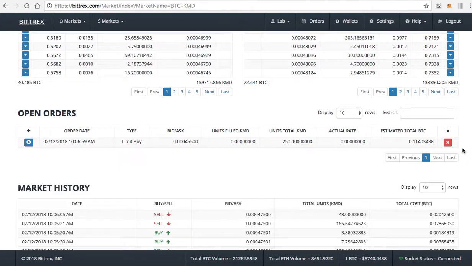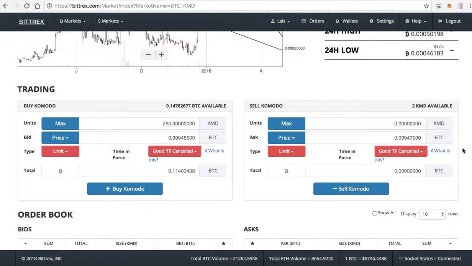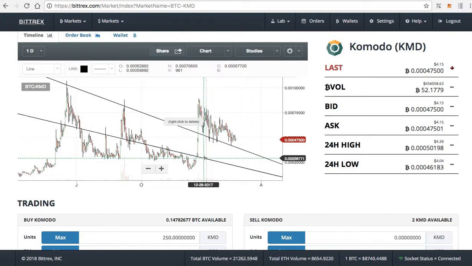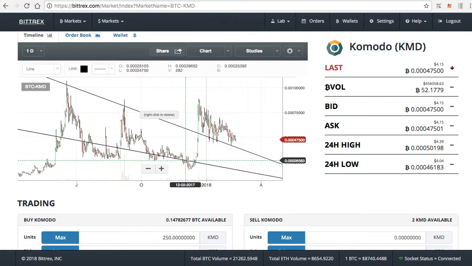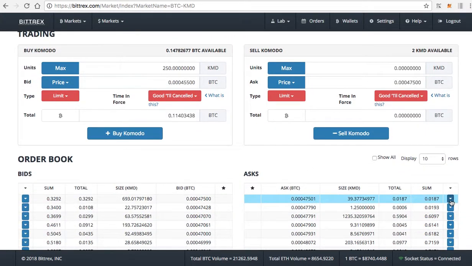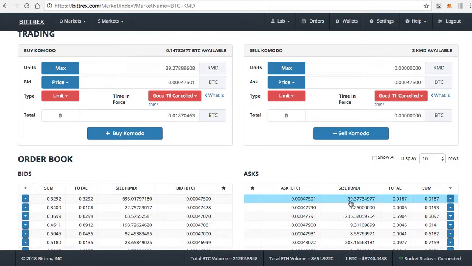We just placed it, okay? And what you can do if you want to, let's say the price is moving, you feel good about the price, it's in a great buy zone, but you don't want to miss out. Let's say it's right here and it's getting ready to shoot up, right? You don't know it's going to do that, but you see, man, it's in the accumulation zone and I just want to buy it. What you would do is you would go down here and go right to the ask price, click on this blue arrow and just say confirm. And as soon as it confirms, you just bought 39.377 Komodo. Then you go to the next one and say confirm, and you just bought 1.25.